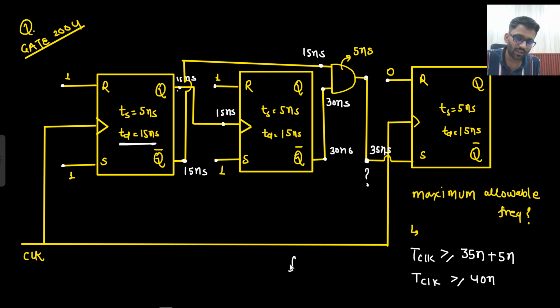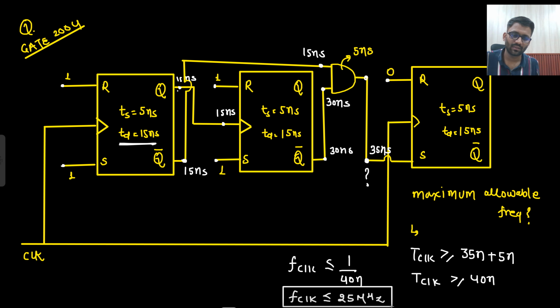And what will be your maximum allowable frequency? That should be 1 by 40, 1000 by 40, 25. So F clock should be less than 25 megahertz. Okay, so that's the answer. Very easy, very straightforward problem.